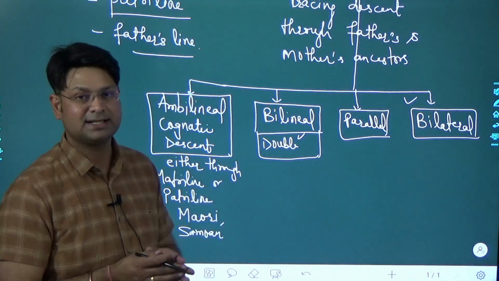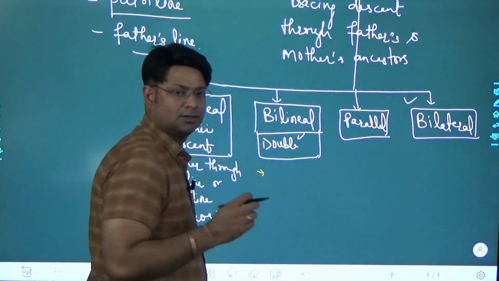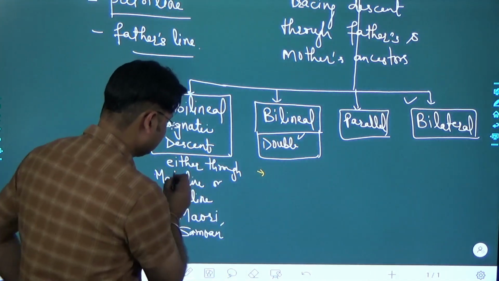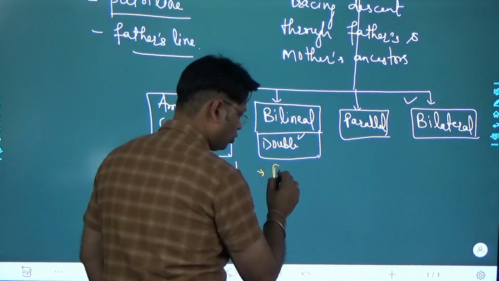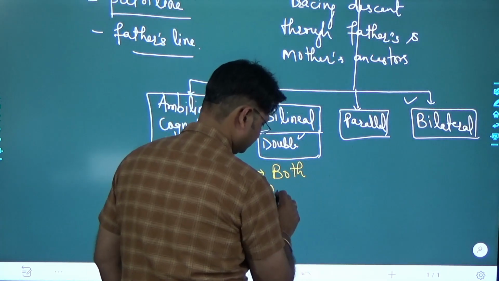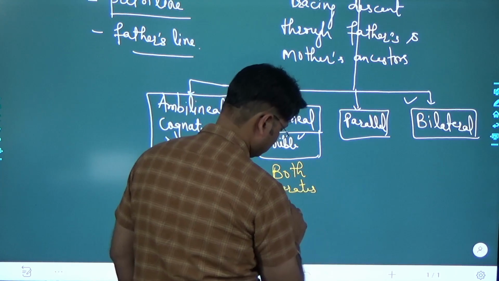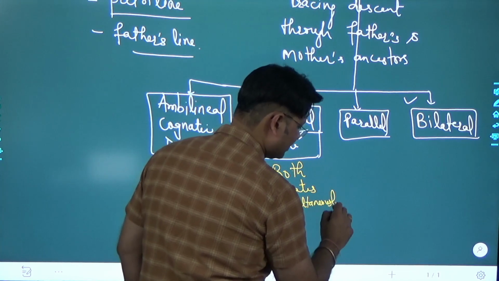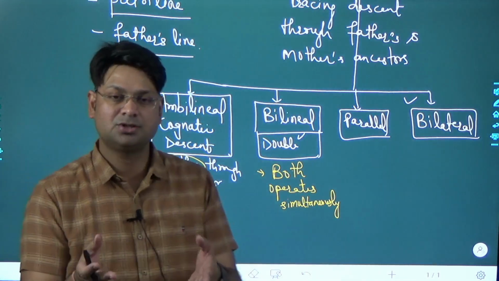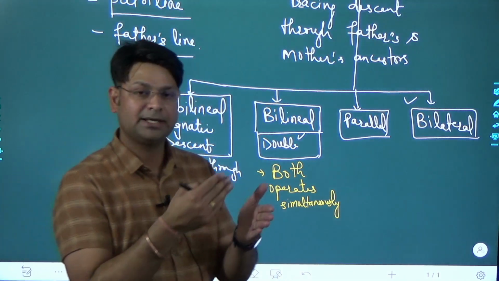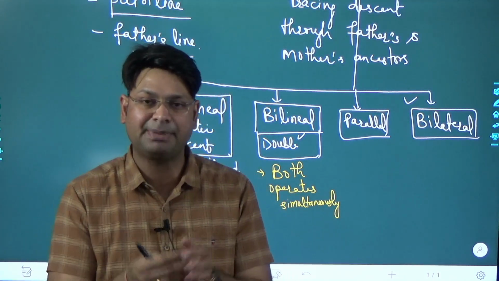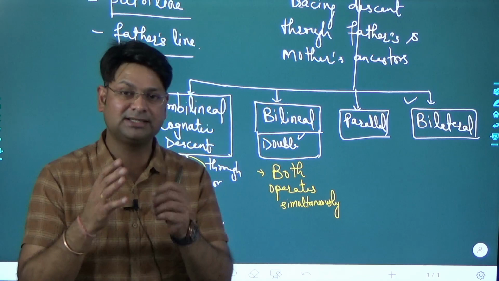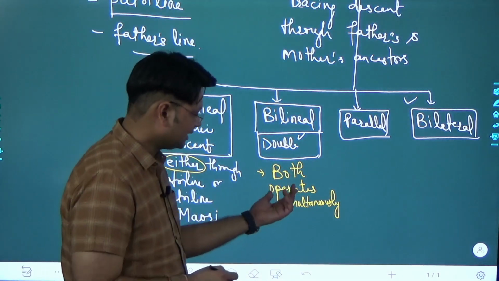The example of bilineal or double descent, in this both descent, matriline and patriline, operate concurrently. Here in the earlier one it was either, right? Here both operate concurrently, simultaneously you can say, but for different purposes. In our society, North Indian society, you can see that immovable property is inherited in the patriline, father's line, but some movable gifts are given at the time of marriage. Bhat is such an example, right? So basically here both things are operating.